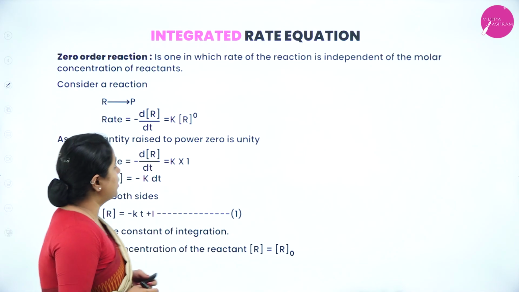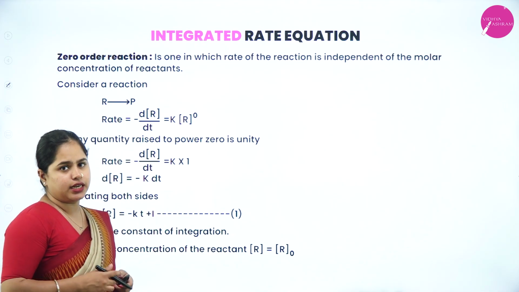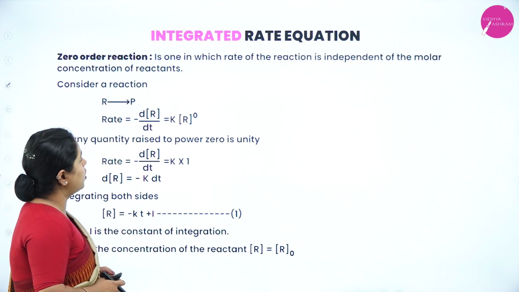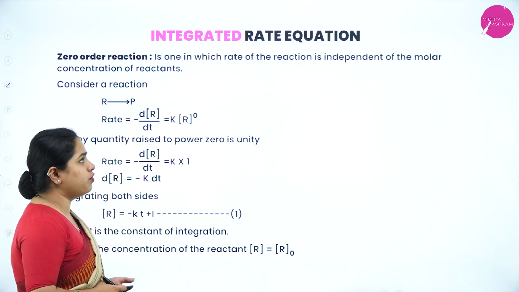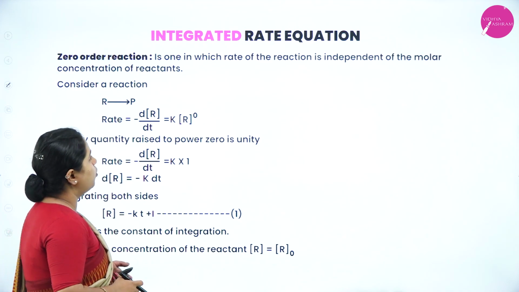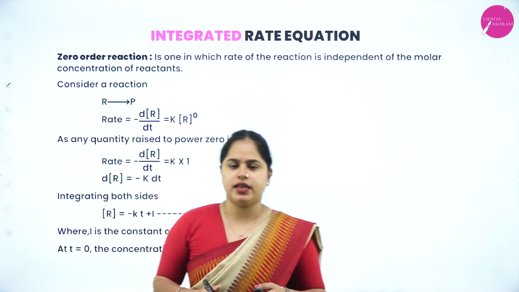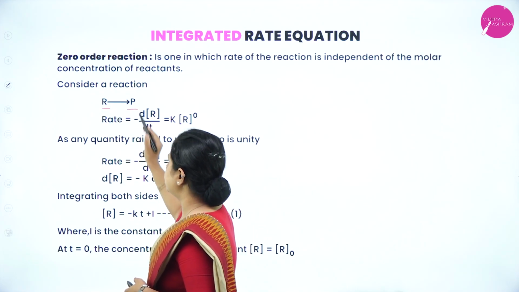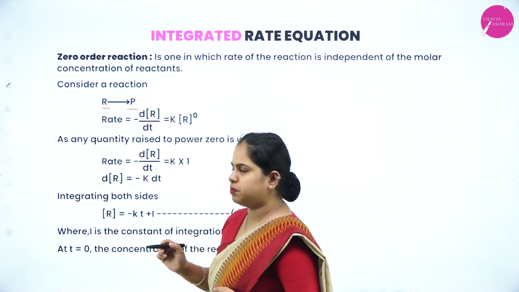So let us begin with the first one, that is the integrated rate equation for a zero order reaction, right? So what is a zero order reaction? It is the one in which the rate of the reaction is independent of the molar concentration of the reactant. We already know that. So we are taking a general expression here, that is reactant giving products. R is the reactant, P is the product.